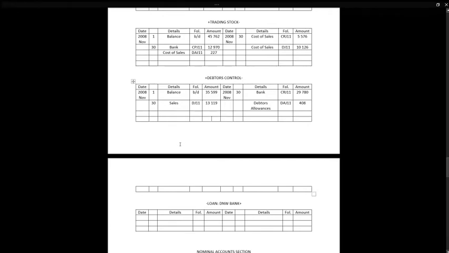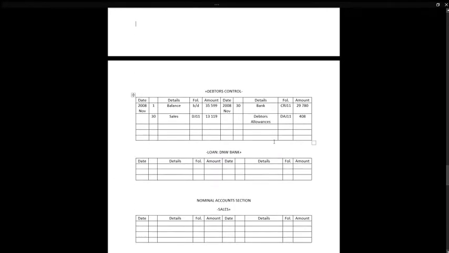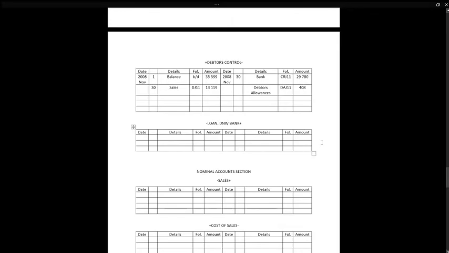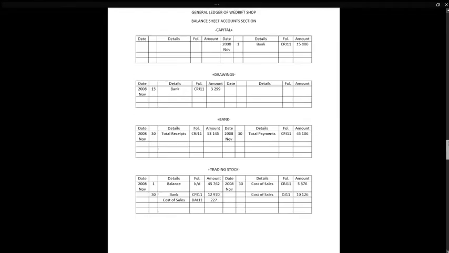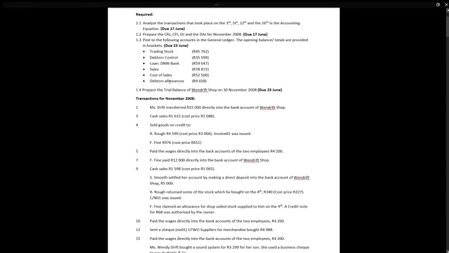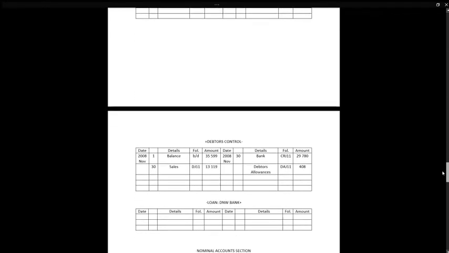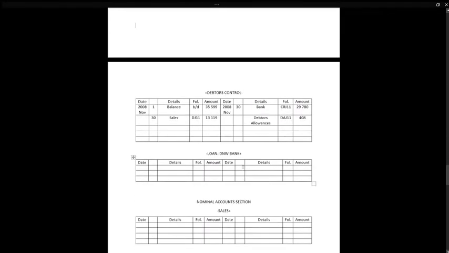I'll come back for the balancing just a bit later. I'm going to put this whole account on the next page, otherwise it's going to split. Loan, DNW Bank. They gave me an opening balance, but I can't remember that we had any transactions with DNW Bank. So we're just going to put this opening balance, and it will also be my new opening balance for the next month.